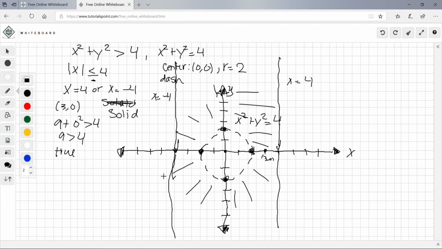Okay, so now I've got to figure out which region. So I've got to do my testing point. What can I use? It does not pass through the point 0, 0, so I can use 0, 0 for this part. So the absolute value of 0 is less than or equal to 4. The absolute value of 0 is just 0. Is 0 less than or equal to 4? Here's 0 and here's 4. Yes.